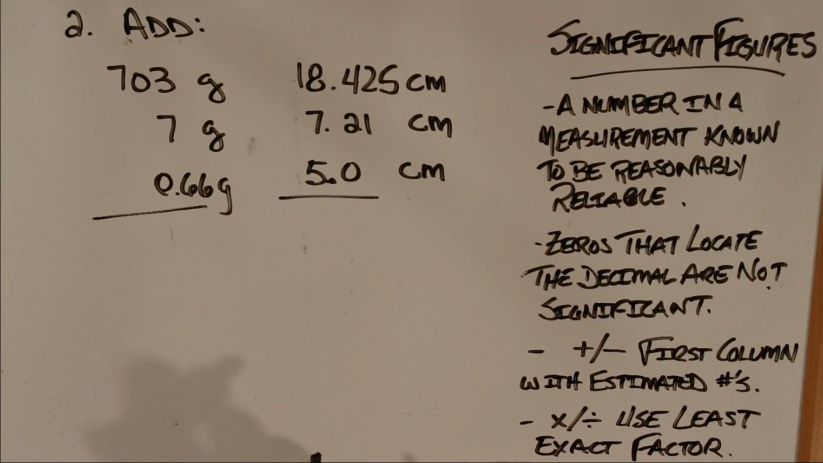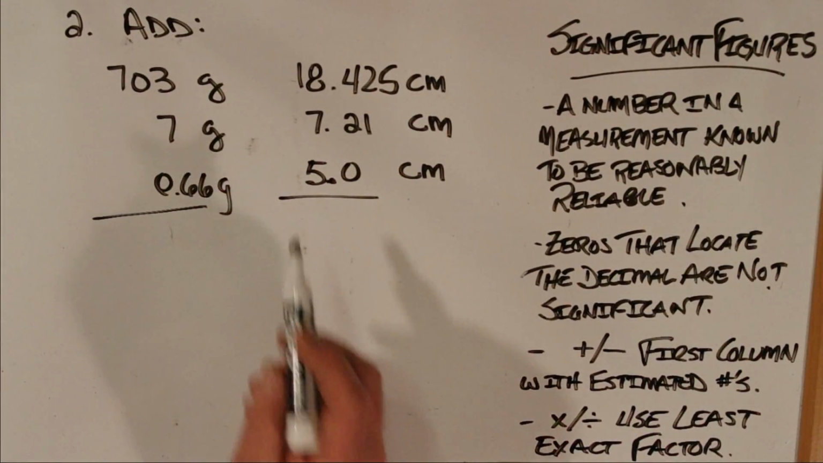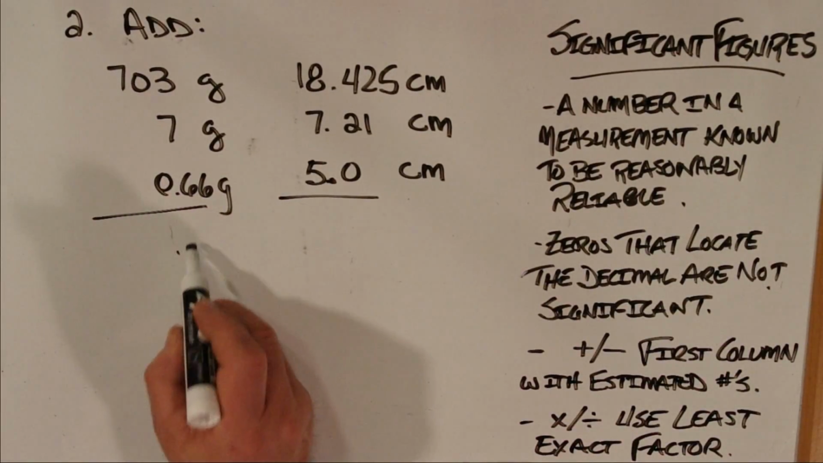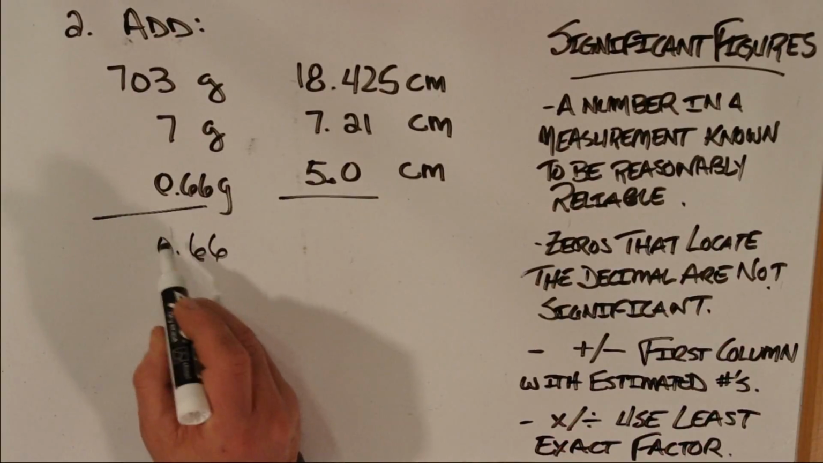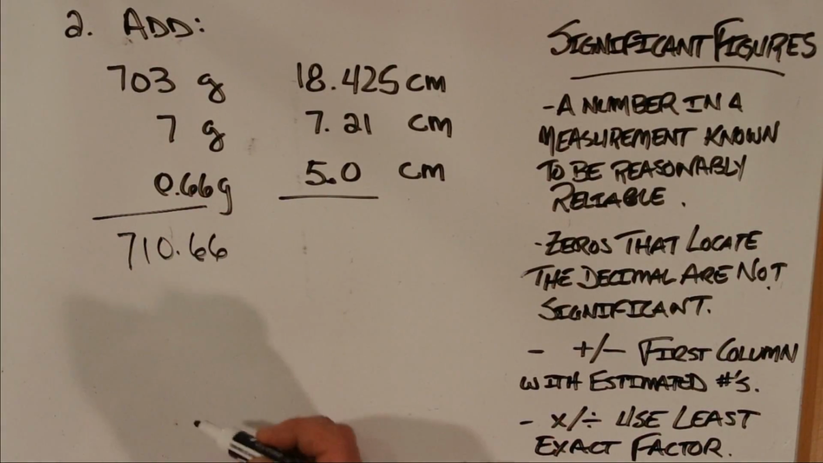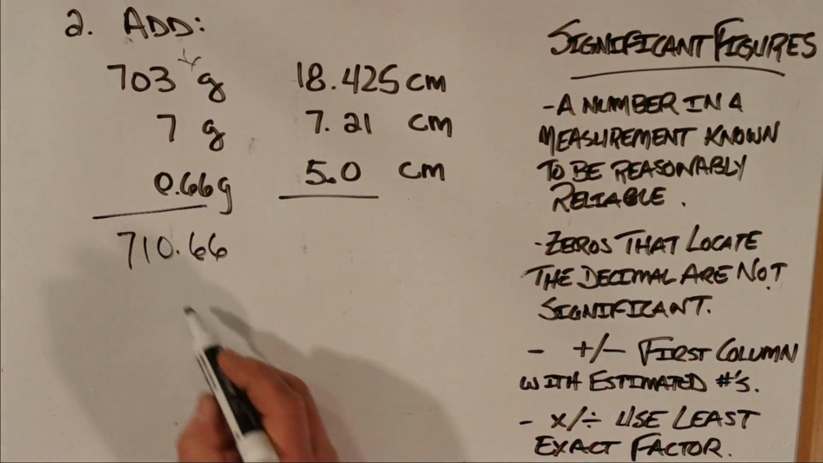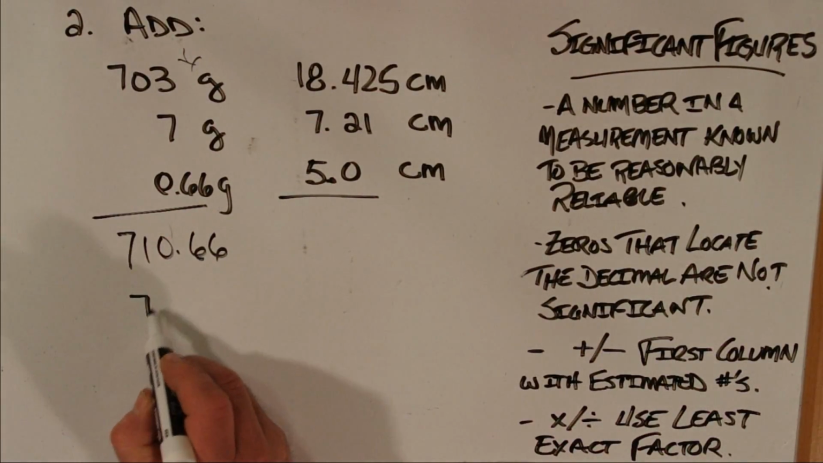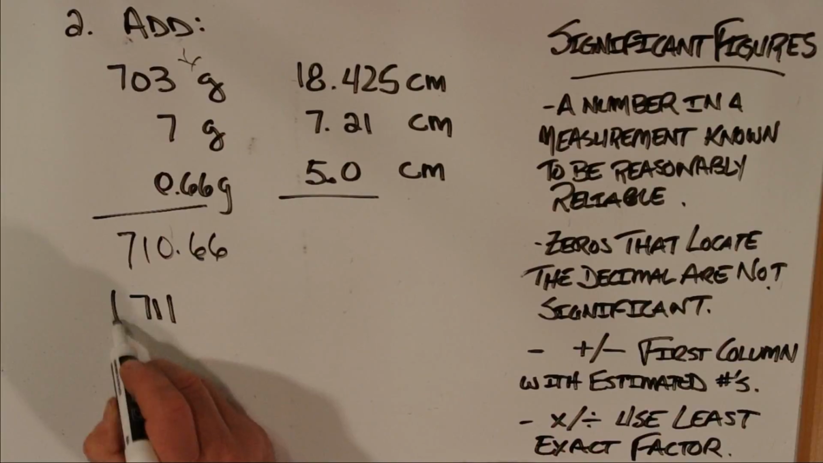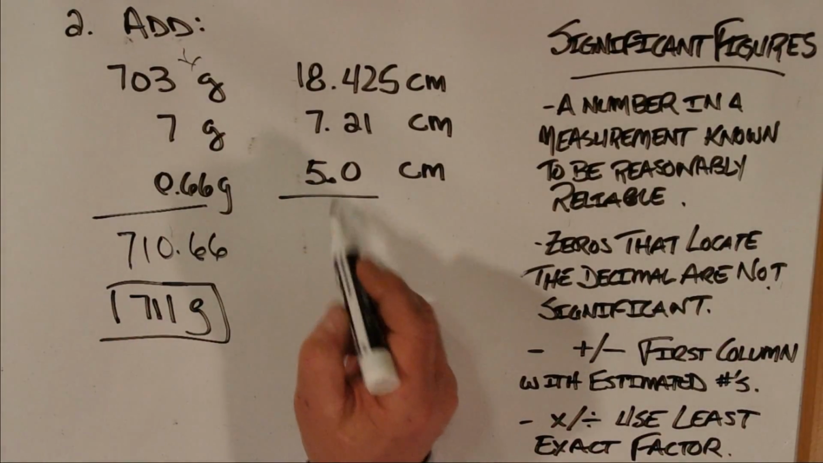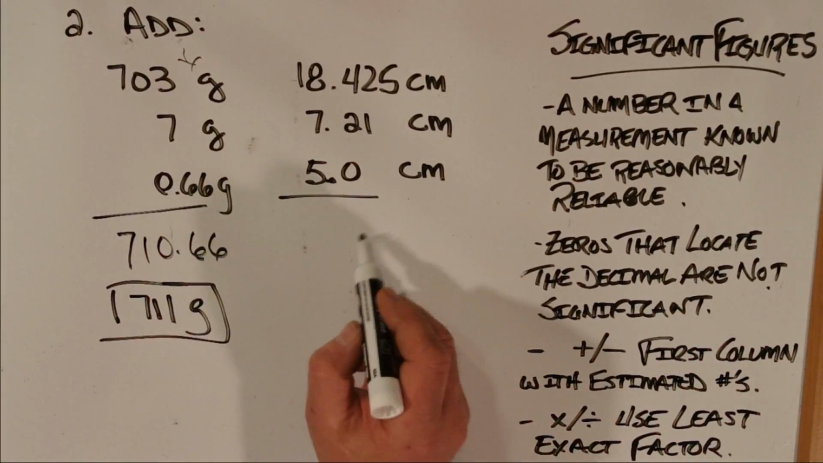The second problem, we're asked to add these numbers and report them with the proper number of significant figures. The addition is relatively straightforward, and if you take a look at this first number, the units place is the place where the most reliable figure is, so that's what we'll report. And since to the right of the 0 there's a number that's greater than 5, we'll increase the 0 to 1 and report 711 grams.